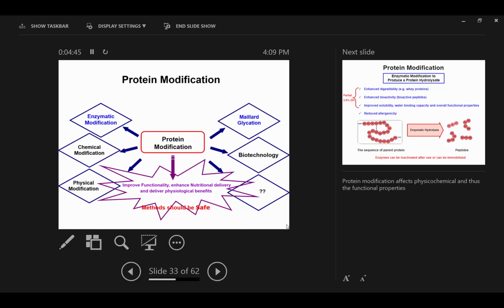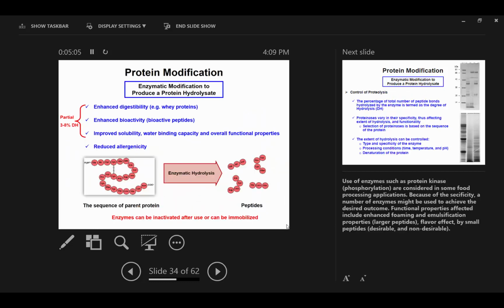So the aim is to improve functionality, enhance nutritional delivery, and physiological benefits. However, whichever method we use has to be safe. And that's why, for instance, chemical modification is no longer pursued. Okay? So we'll start with enzymatic modification.